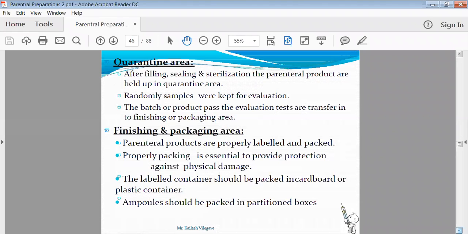Then after the evaluation, if we get the proper results, only then whatever product has been stored in the quarantine area will be removed from there and go for final packaging. The final packaging will be carried out, and then it will be distributed into the market for selling.